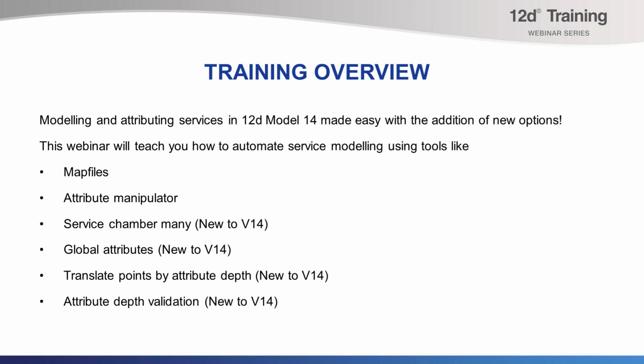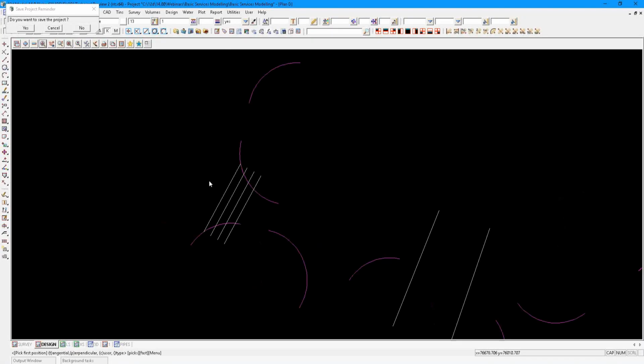Thanks, Lisa. As Lisa said, we'll be covering a few of the features inside 12D V14. We'll also revisit some old favorites, Mapfiles and Attribute Manipulator, and then some of the new features we have: Service Chamber Many, new to V14, Global Attributes, Translate Points by Attribute Depth, and Attribute Depth Validation. So let's jump into 12D.